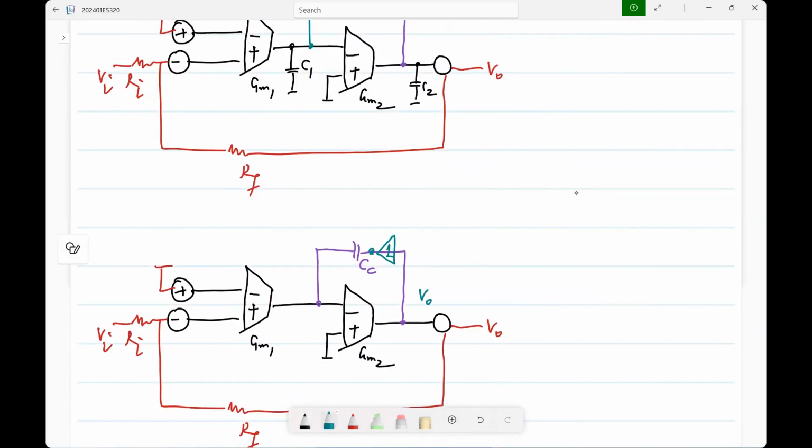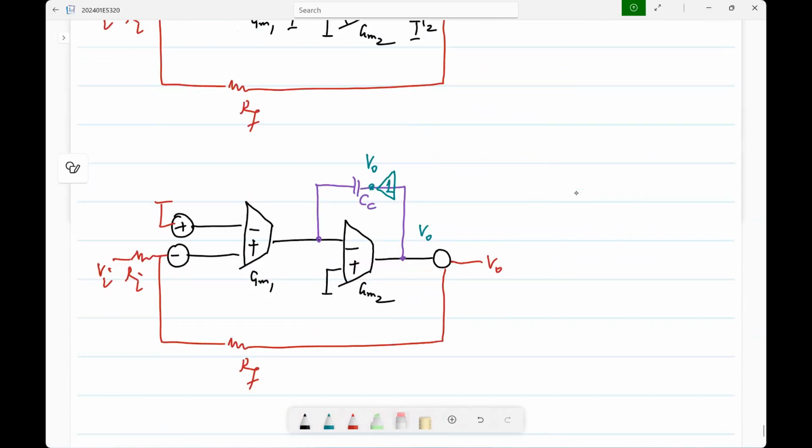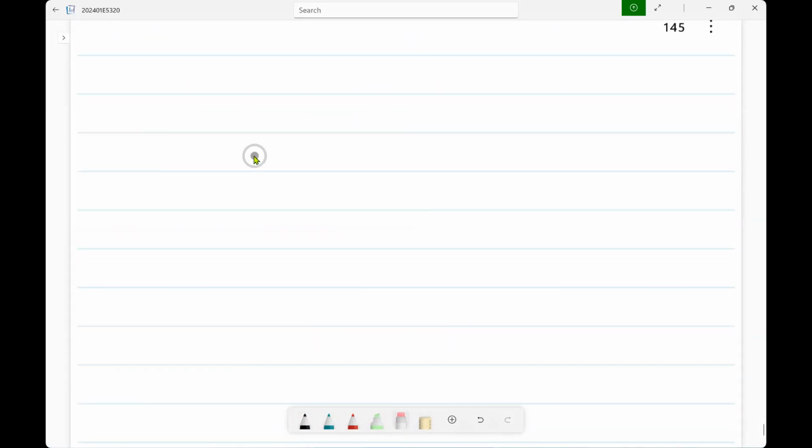So you can see if this is VO, this will also be VO. So the current flowing through CC will be the same, but that will not get injected into GM2. Of course, this assumes that this is an ideal buffer, which itself is hard to make. So there are those difficulties. And another one is on a similar principle.